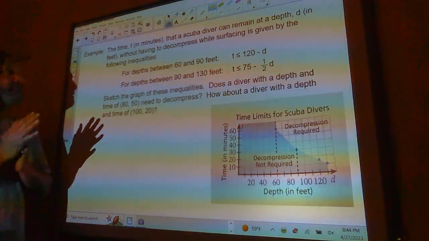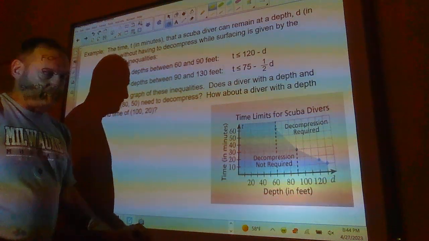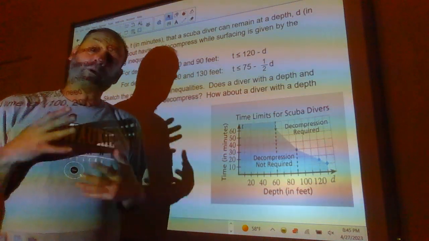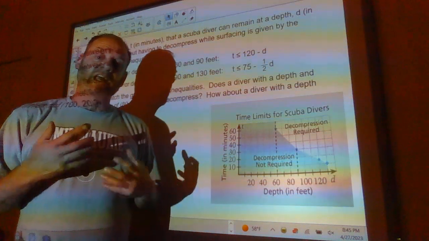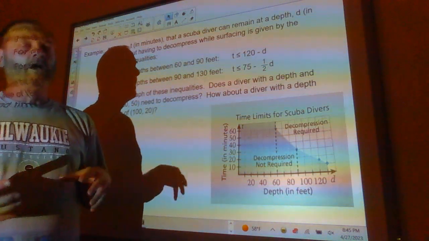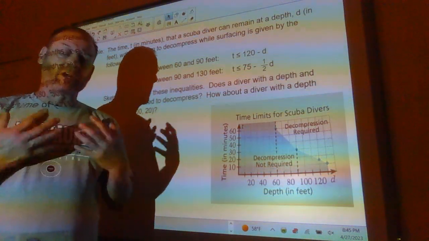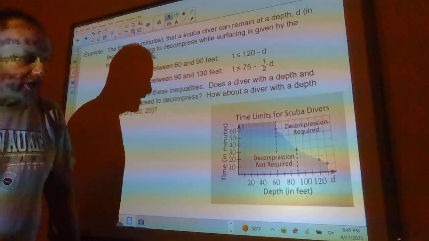Okay, the time in minutes that a scuba diver can remain at a depth d in feet without having to decompress while surfacing is given by the following inequalities. Okay, so if you don't understand what this means, when you're diving, you're underwater. Water is much heavier than air. It puts a lot more pressure on the outside of your body, okay? And so when you breathe oxygen out of a tank, that air is compressed, okay? Your body has to take that oxygen in and keep the pressure on the inside of you equal to the pressure on the outside of you. Otherwise, you get crushed, okay?